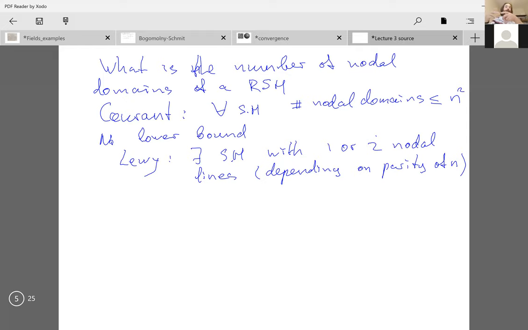So nodal lines split our space into domains. These domains are called nodal domains. Yeah, thank you. So it's just about the zero level.